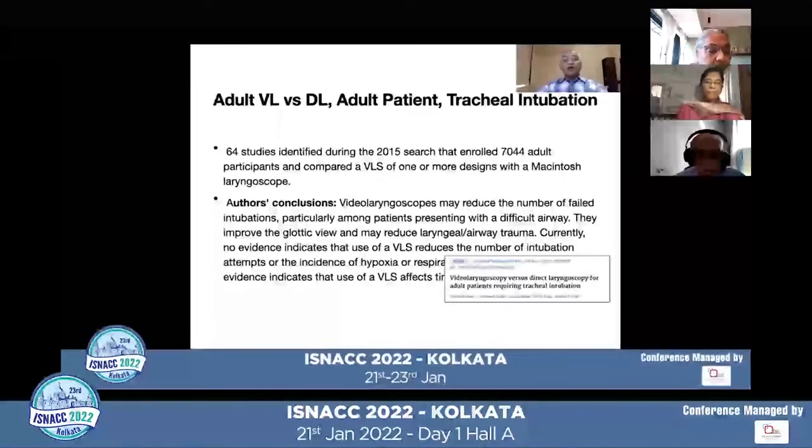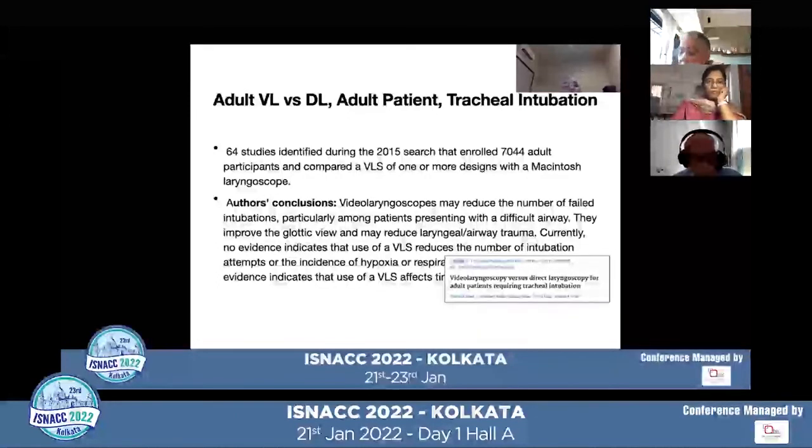So first we'll look at the Cochrane review, which was published in 2016. 64 studies were identified during this 2015 survey that enrolled 7,000 patients. The authors very clearly identified that video laryngoscopy may reduce the number of failed intubations, particularly among patients presenting with a difficult airway. It may improve glottic view and may reduce laryngeal or airway trauma, but it may not reduce the number of intubation attempts or the incidence of hypoxia or respiratory depression.